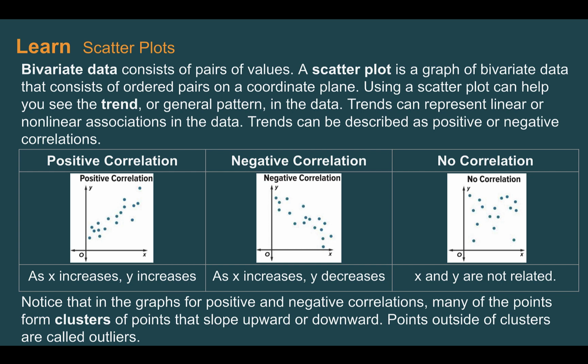So here we have scatter plots and we are given some correlations. Again, remember, if the trend is going upward, it's a positive correlation. If the trend is going downward, it's a negative correlation. If there is no real trend and you can't tell, then there's no correlation. For more information on this, go back to lesson 4 of this module.